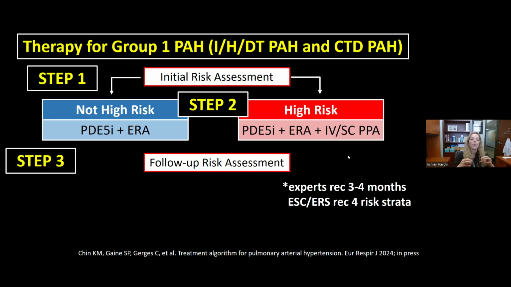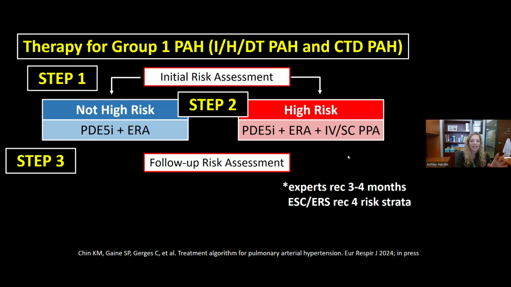Okay, step 3, we're going to do a follow-up risk assessment. When do we do that? Experts in general recommend we see patients every 3 to 4 months. They come back into clinic after starting medical therapy. If they're reasonable to keep as an outpatient and are doing okay, we have them come back in, we do a follow-up risk assessment. Again, for me, the REVEAL Lite 2 risk calculator, and then we determine their risk at that point.